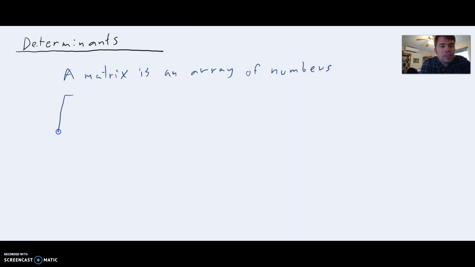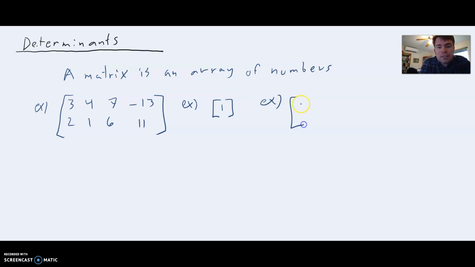So we denote it using square brackets, and it can have however many numbers you want: 3, 4, 7, negative 13, 2, 1, 6, 11. That's a matrix. It has 2 rows and 4 columns. I could have another matrix, perhaps, that has a different number of rows and columns. Maybe I could have a really small matrix. This is a matrix that just has 1 row and 1 column. Here's a matrix that has 3, 4, 2, negative pi. This matrix has 2 rows and 2 columns.